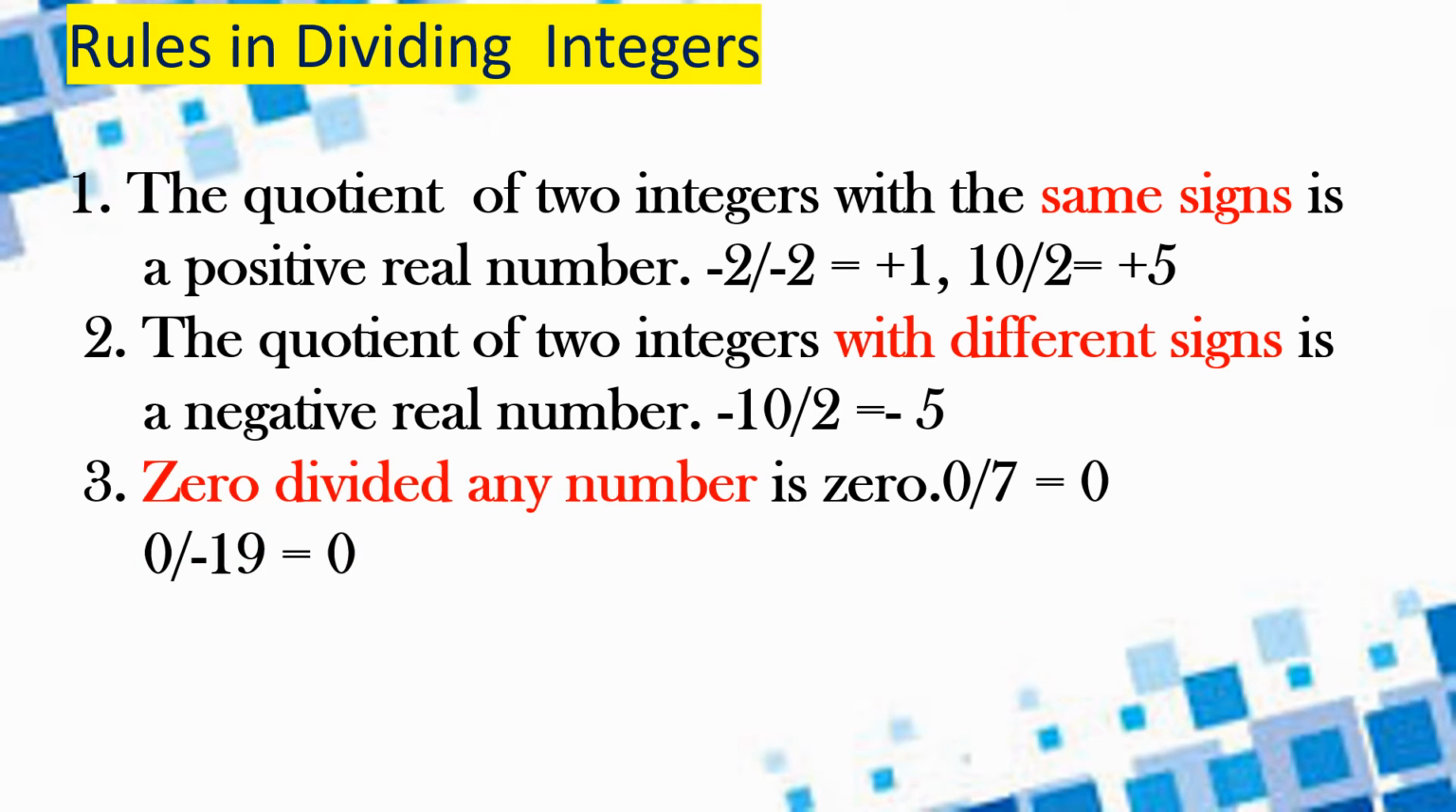Another, number 3. We have 0 divided by any number is 0. 0 divided by 7 is 0. 0 divided by -19 is 0. What if 0 divided by 1 million? It is 0. What if 0 divided by 100? It is 0 pa rin po. Okay? So, number 4.